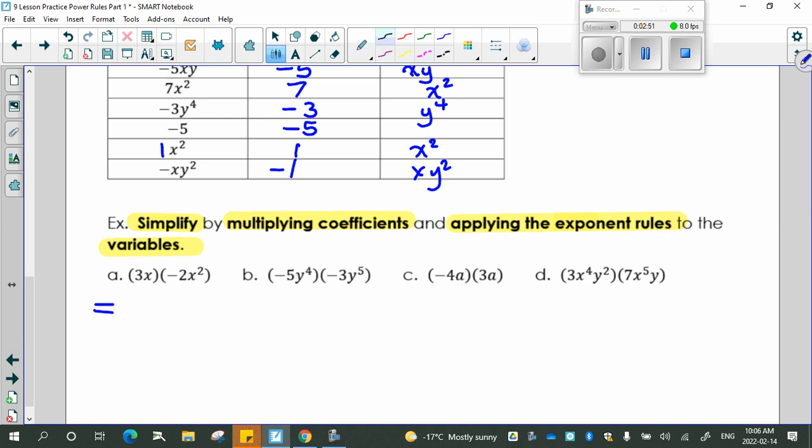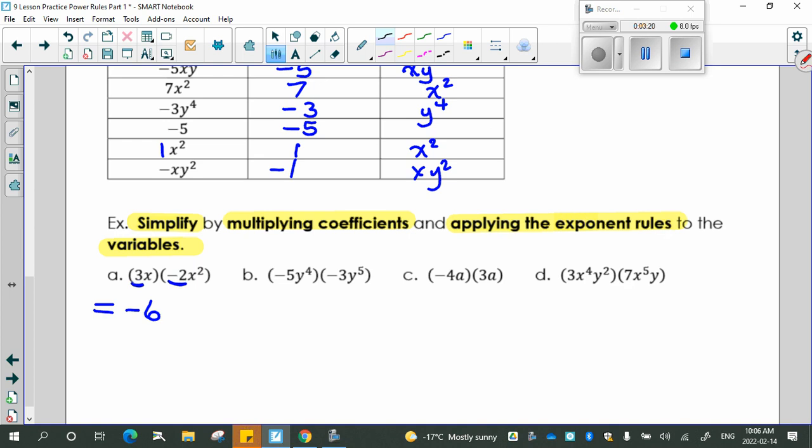So if I see 3x times -2x squared, the first thing I'm going to do is multiply the coefficients. So I'm going to get my calculator out, William, and I'm going to multiply 3 times -2, or I'm going to do it in my head, 3 times -2. So I'm multiplying the coefficients. So 3 times -2 is -6.